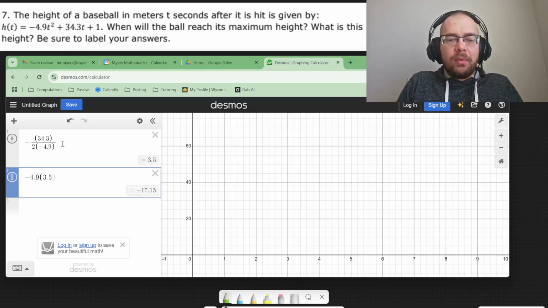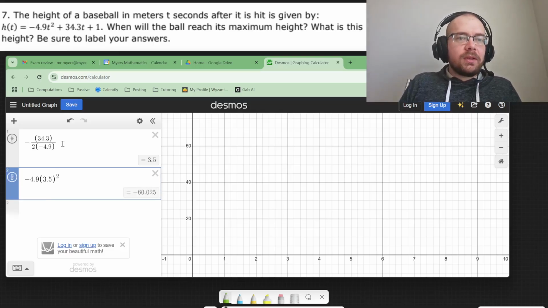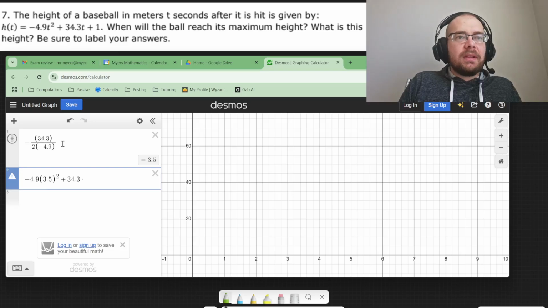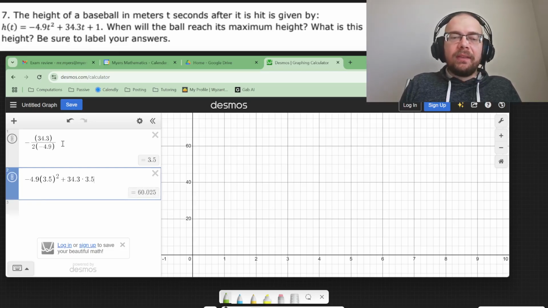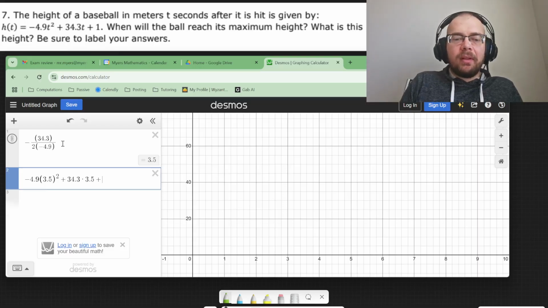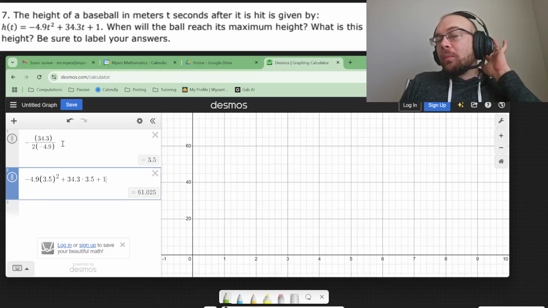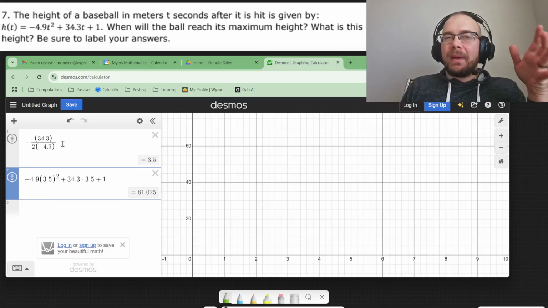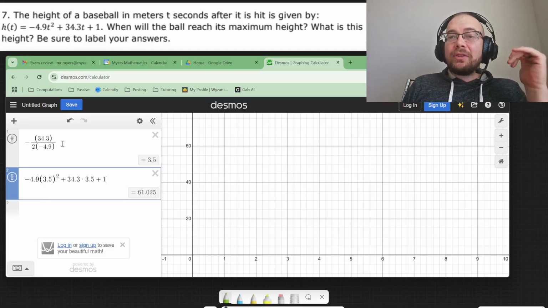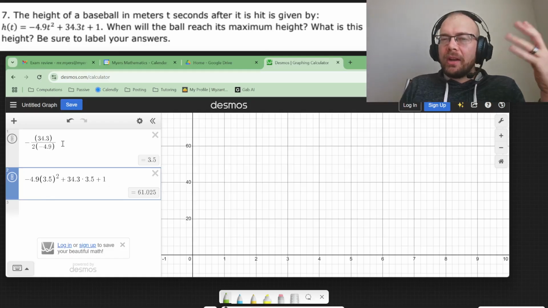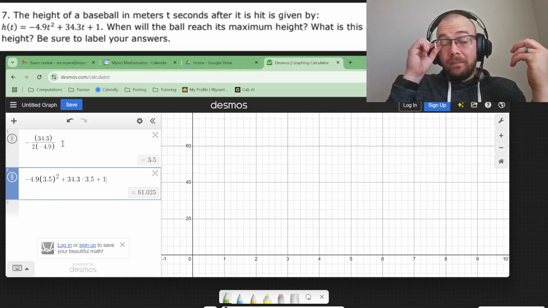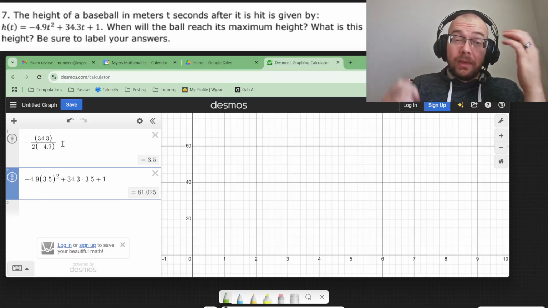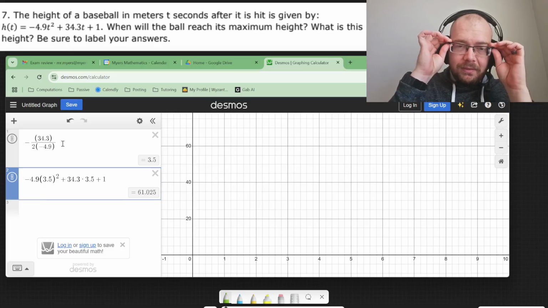So 3.5 squared plus 34.3 times 3.5. Now I don't need to put that in parentheses. Even if it was a negative, I wouldn't need to put it in parentheses. But the rule of thumb with calculators is if you're not sure if you need the parentheses or not, it's better to just put it, because you can have too many parentheses and still get the right answer. But if you don't have enough parentheses, the calculator will think you're trying to do something else, and it'll spit out the wrong answer. The calculator doesn't normally ever make mistakes.